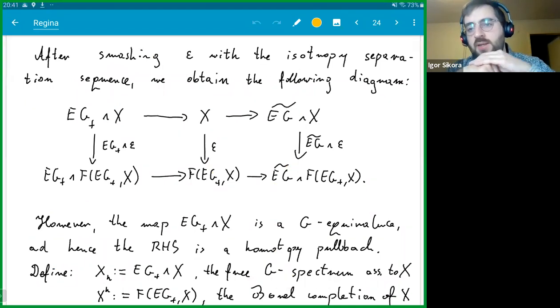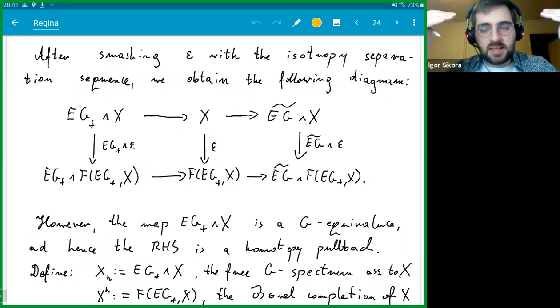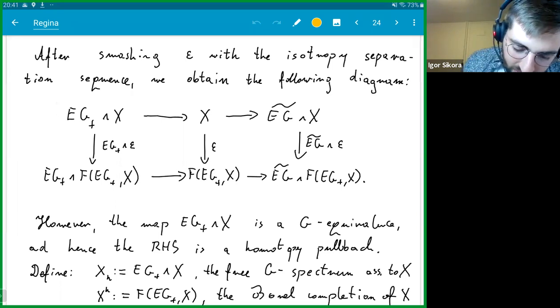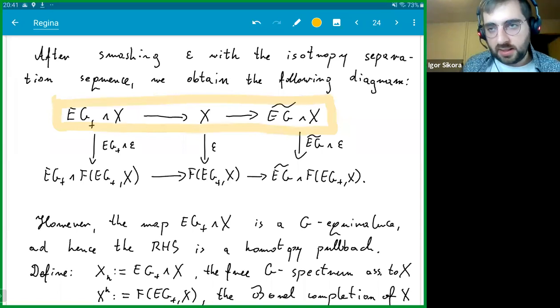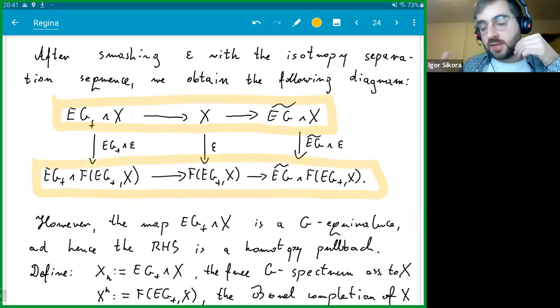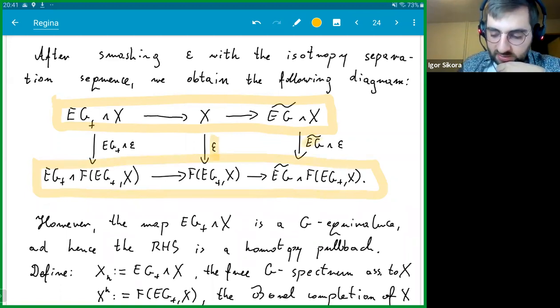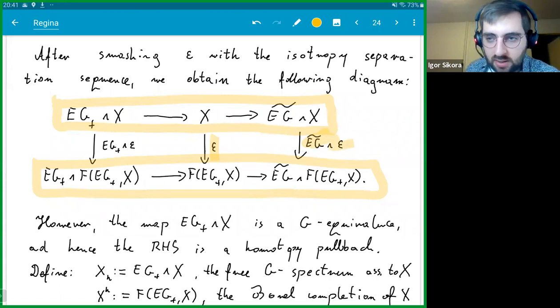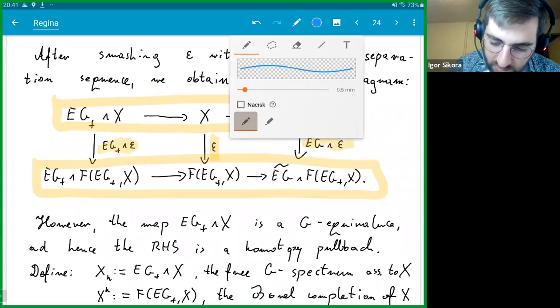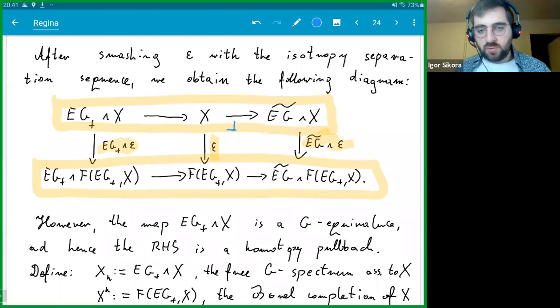And now the Tate square, or the Tate diagram, just comes by smashing epsilon with the isotropy separation sequence. So what we see at the top is X smashed with the isotropy separation sequence, and at the bottom we have F, the function spectrum from EG plus to X, smashed with the isotropy separation sequence, connected by epsilon and respective smashes. However, we know one more thing about this diagram. The left-hand side vertical map happens to be a G-equivalence. And so we get that the square over here is actually a homotopy pullback.